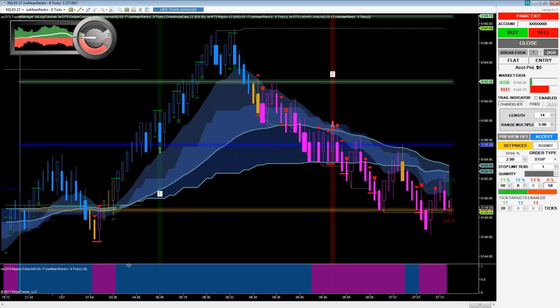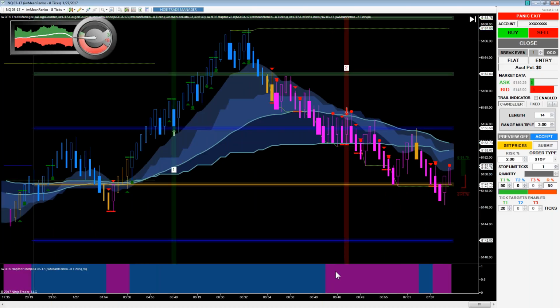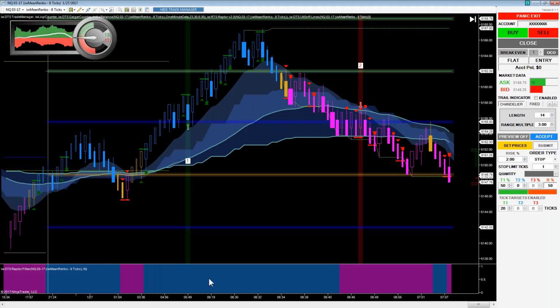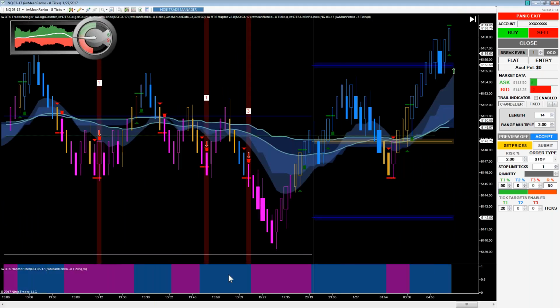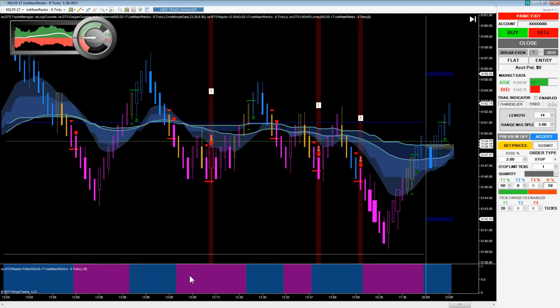Well, most of the time you're going to want to see the filter in sync. However, when you're taking a counter trend signal, it's not always going to be in sync. This one here, your number 2, your counter trend, happens to be in sync. But there will be times when your number 2 signal is going to produce on an opposite color filter. What the filter does show you, however, is changes in momentum or when momentum is static.